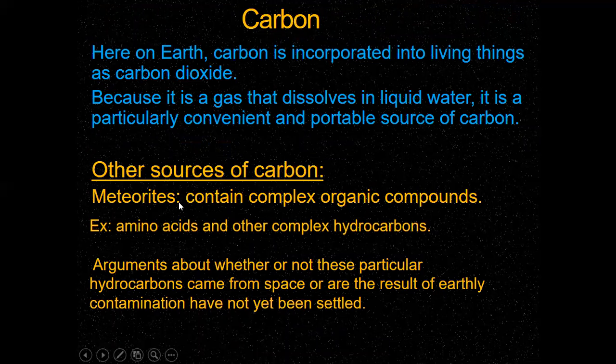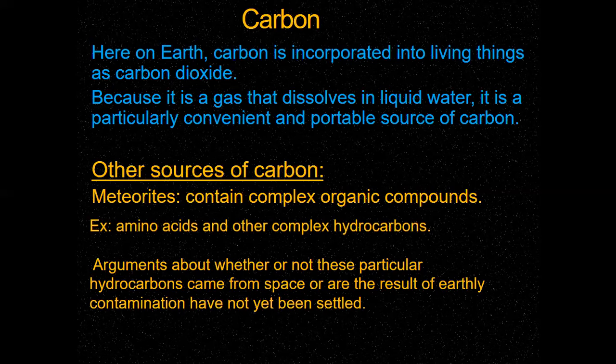So here on Earth, carbon is incorporated into living things as carbon dioxide. We feel like carbon dioxide is a greenhouse gas and we don't need it, right? That's what we feel. But carbon dioxide does a very good job on Earth. However, having more than enough carbon dioxide creates problems. Anyway, because it is a gas that dissolves in liquid water, it is a particularly convenient and portable source of carbon. So carbon dioxide is a good source of carbon.